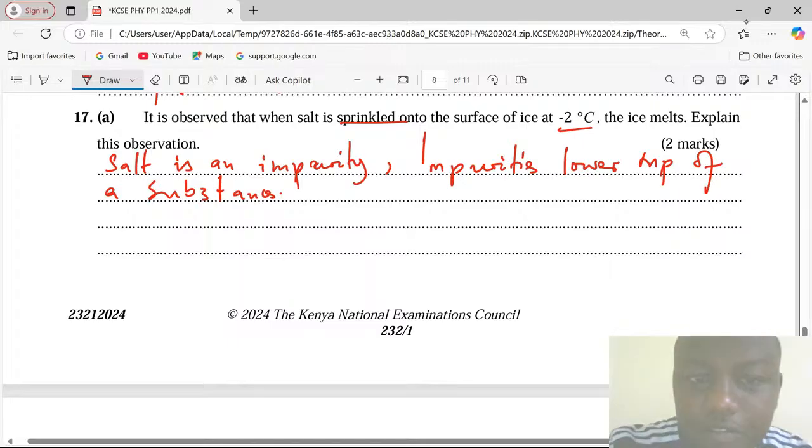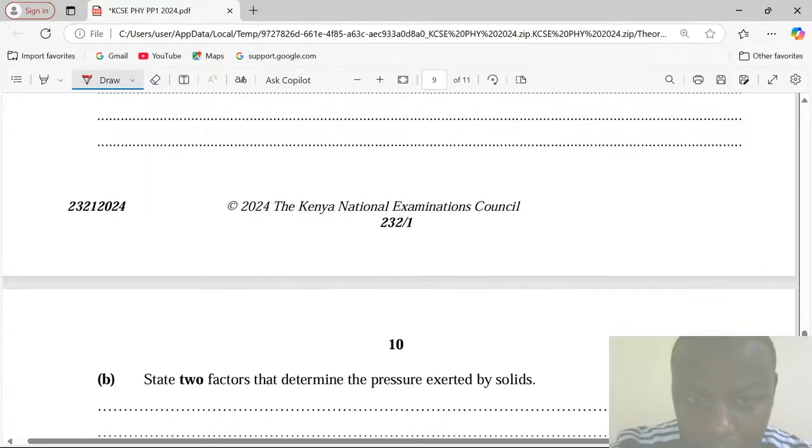Imagine if the salt had been added to a certain liquid which was about to boil, it would have boiled at a temperature slightly above its own boiling point. Therefore, for boiling points, an impurity is going to increase it. But for a melting point, an impurity will lower.